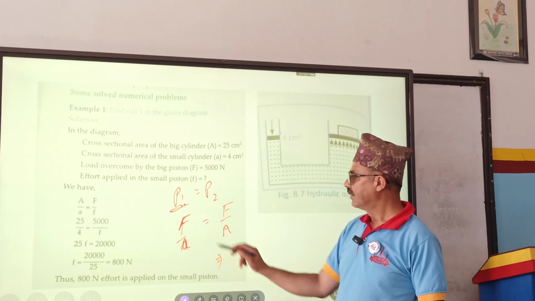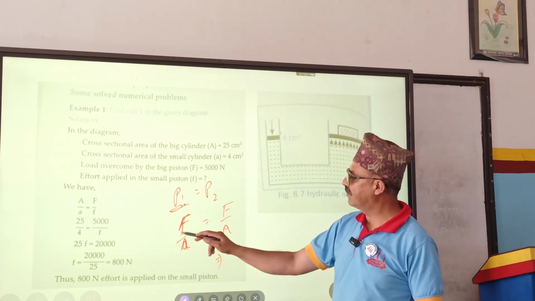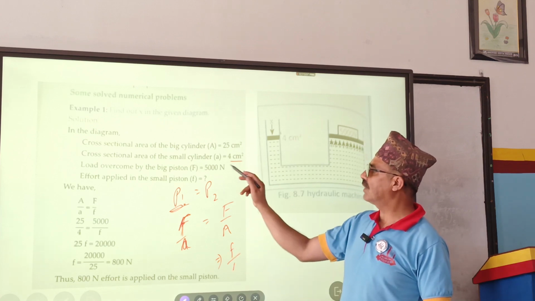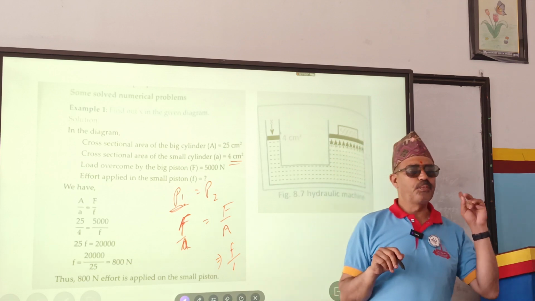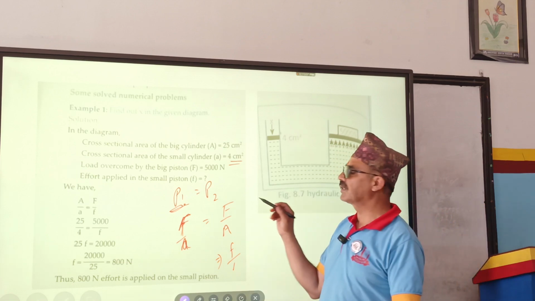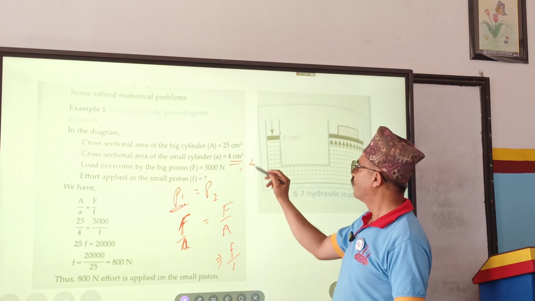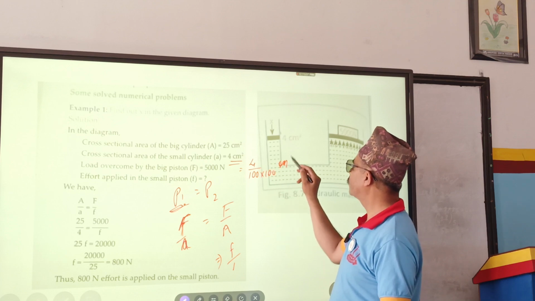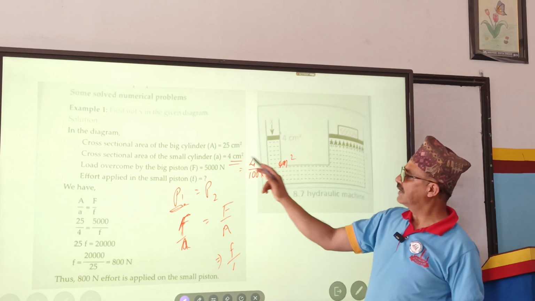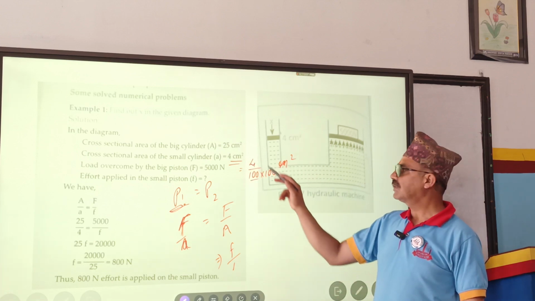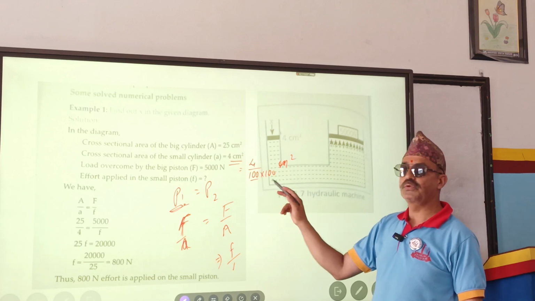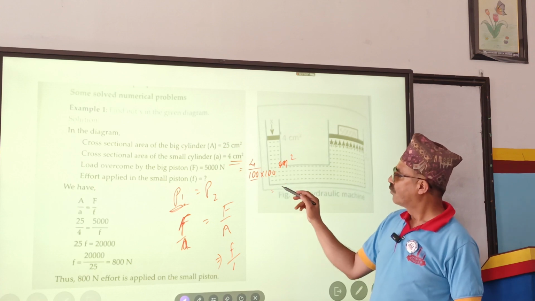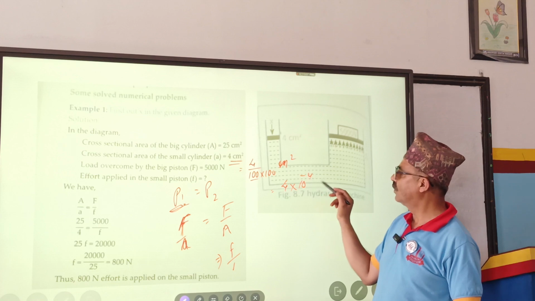Now put the value. So for P1, small f we have to calculate. Small a is 4 cm square, given, right? But cm square must be converted into meter square. How to convert? To convert centimeter into meter, you have to divide by 100. But cm square into m square means you have to divide how many times? 2 times. Then it comes 4 times 10 to the power minus 4 m square.